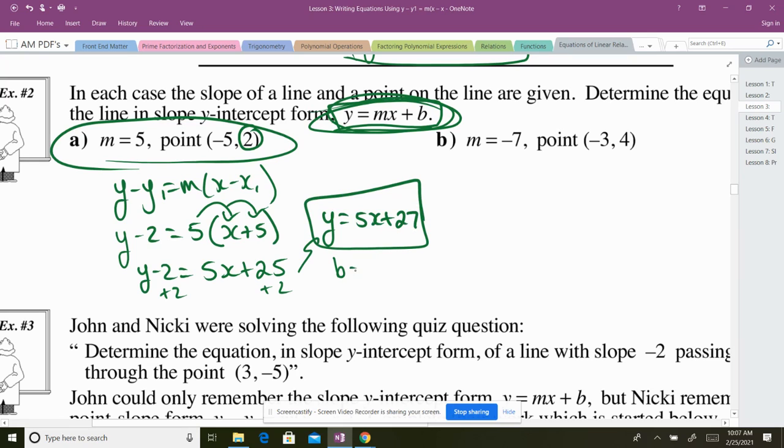What's my y-intercept? I heard it over there. 27. The slope is still sitting there, right? There's your M. One more before break. Yeah, exactly. Okay, we got slope. We got the point.